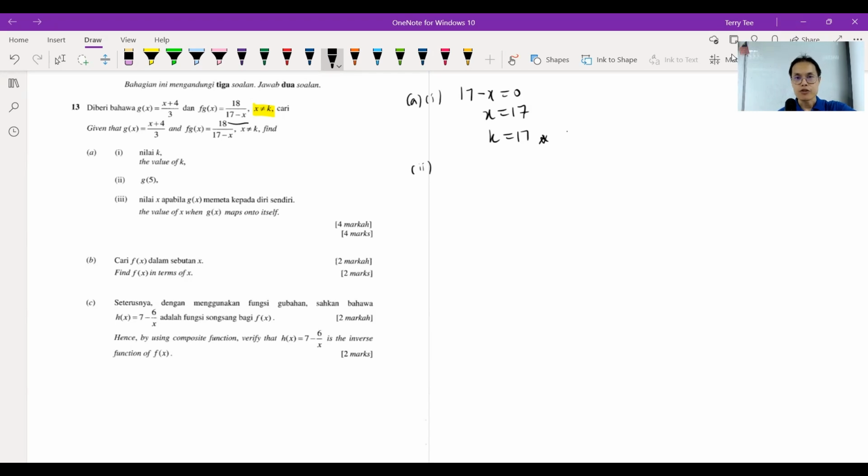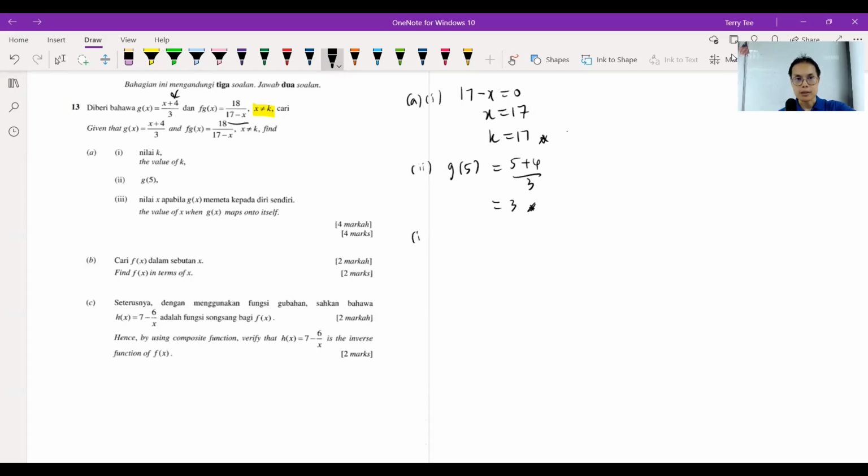Then find g(5). g(5) is very simple. Let's put 5 inside. 5 plus 4 over 3. Put inside your g here. You should get 3.